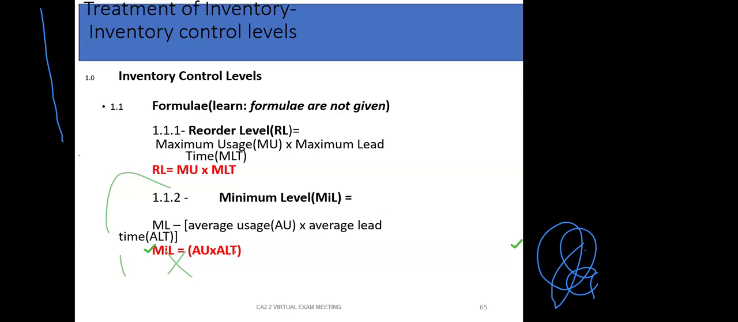The reorder level is calculated as maximum usage times maximum lead time. Then the minimum level, where everything is average, is calculated as average usage times average lead time. That's how we calculate the minimum level.